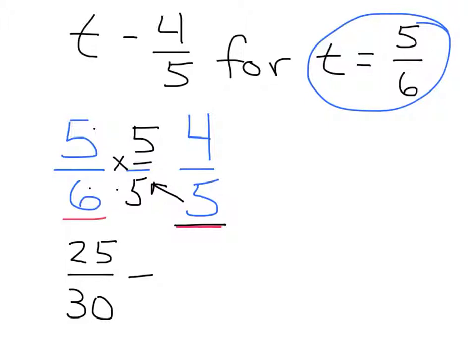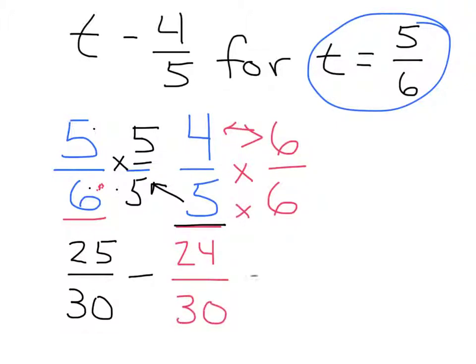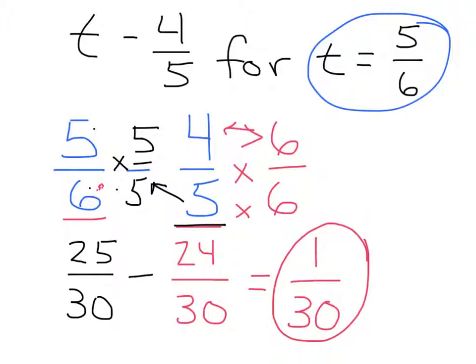Minus, now I need to change that 4/5, so that 6 down here is going to go over here to get a common denominator, so times 6 over 6. So on the top here we have 4 times 6 is 24. Over on the bottom, 5 times 6 is 30. On the top I have 25 minus 24 is 1 over 30. So my final answer here can't be reduced, so the answer is 1/30.